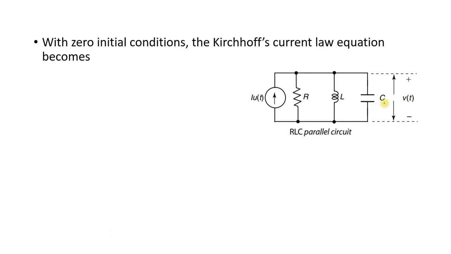That means the initial voltage across the capacitor is taken as 0, and the initial current through the inductor is also taken as 0. Now I apply KCL at this node A, which results in: v(t) divided by R plus C dv/dt plus 1/L times the integral of v(t) dt, which is equal to I times u(t).